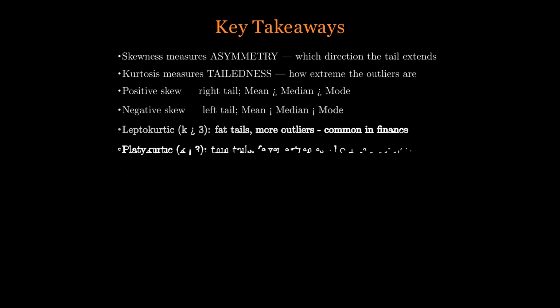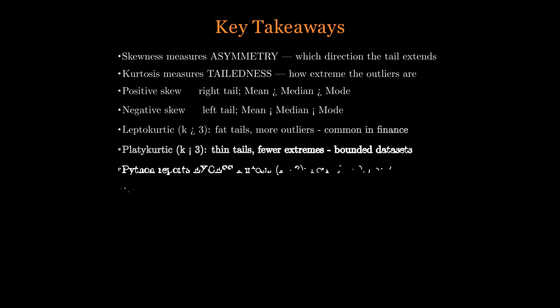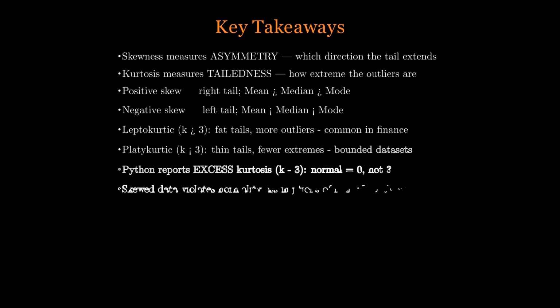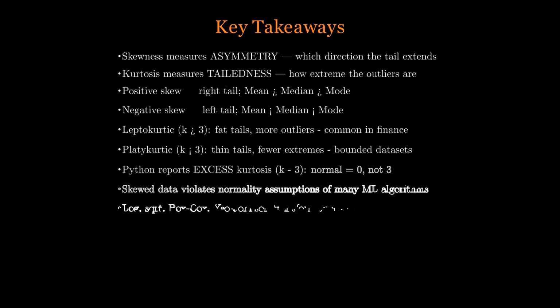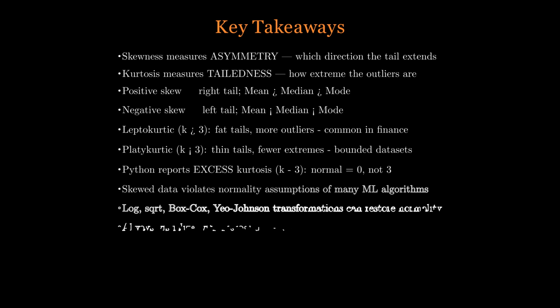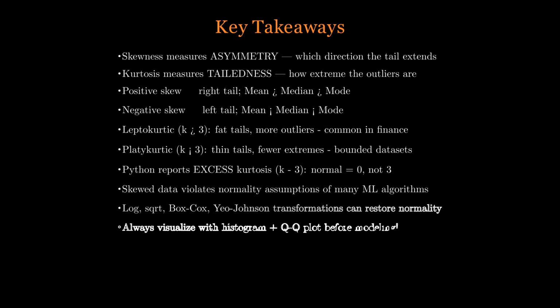Platykurtic distributions have bounded ranges that prevent extreme values. Python reports excess kurtosis, so normal distributions give 0, not 3. Skewed inputs violate the assumptions of linear regression, naive Bayes, and Gaussian models. Transformations like log, square root, and Box-Cox are powerful remedies. And above all, always start with a histogram and QQ plot. Visual inspection before modeling is the single most important habit you can develop as a data scientist.